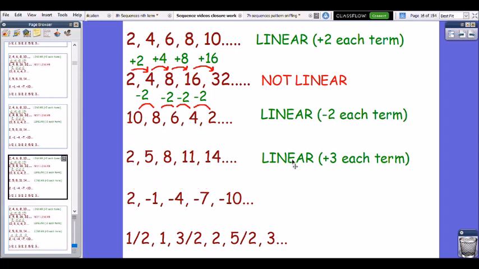So this sequence is linear. I know it's linear because each term just gets 3 added onto it. So it doesn't have to be some particular times tables. As long as I'm adding the same amount each time, it's a linear sequence.